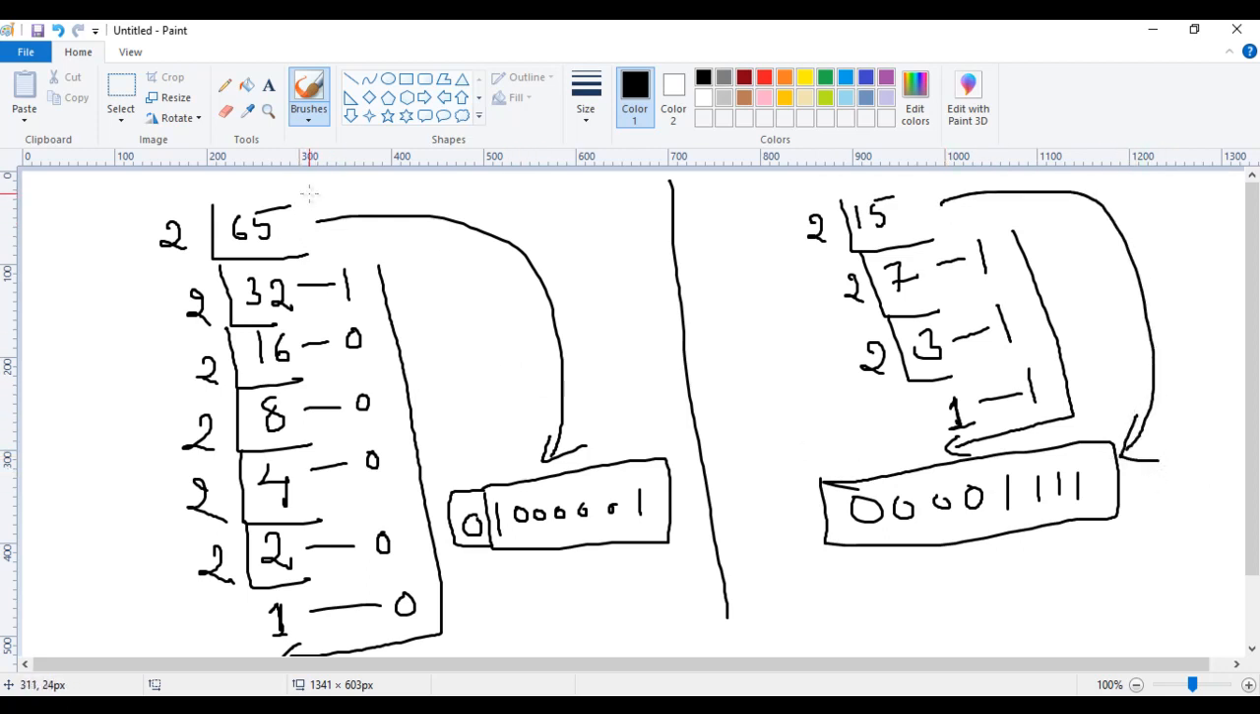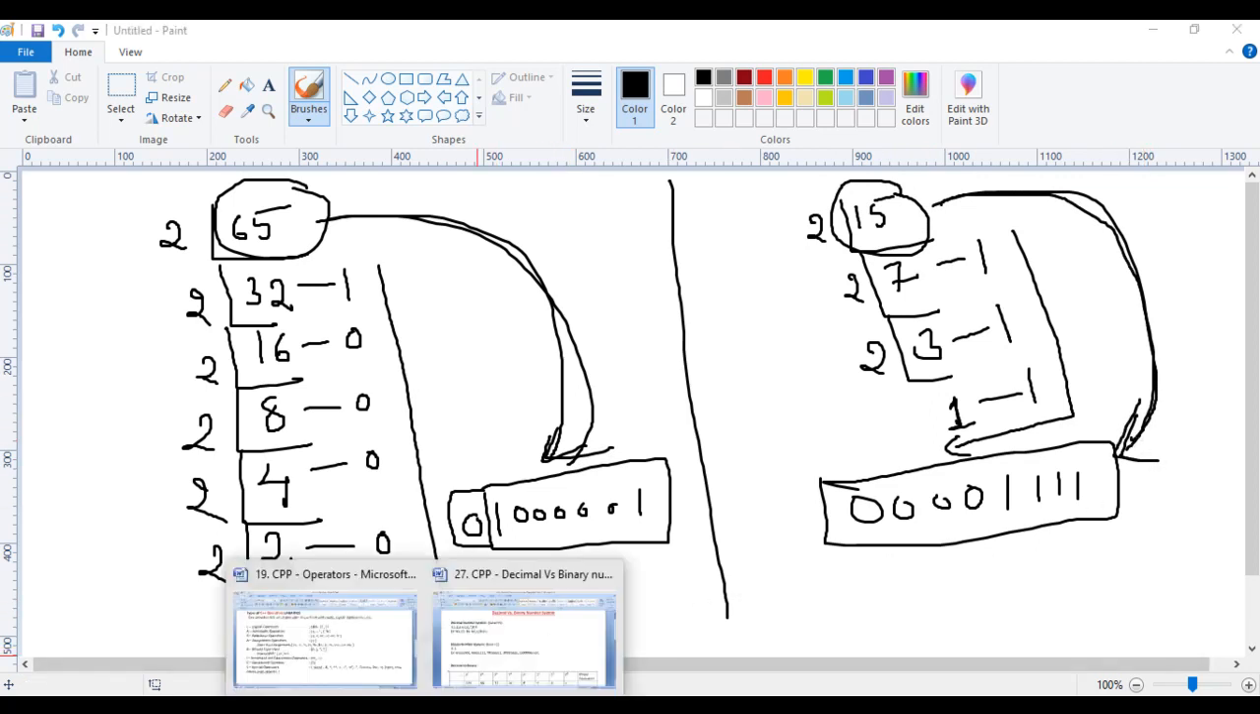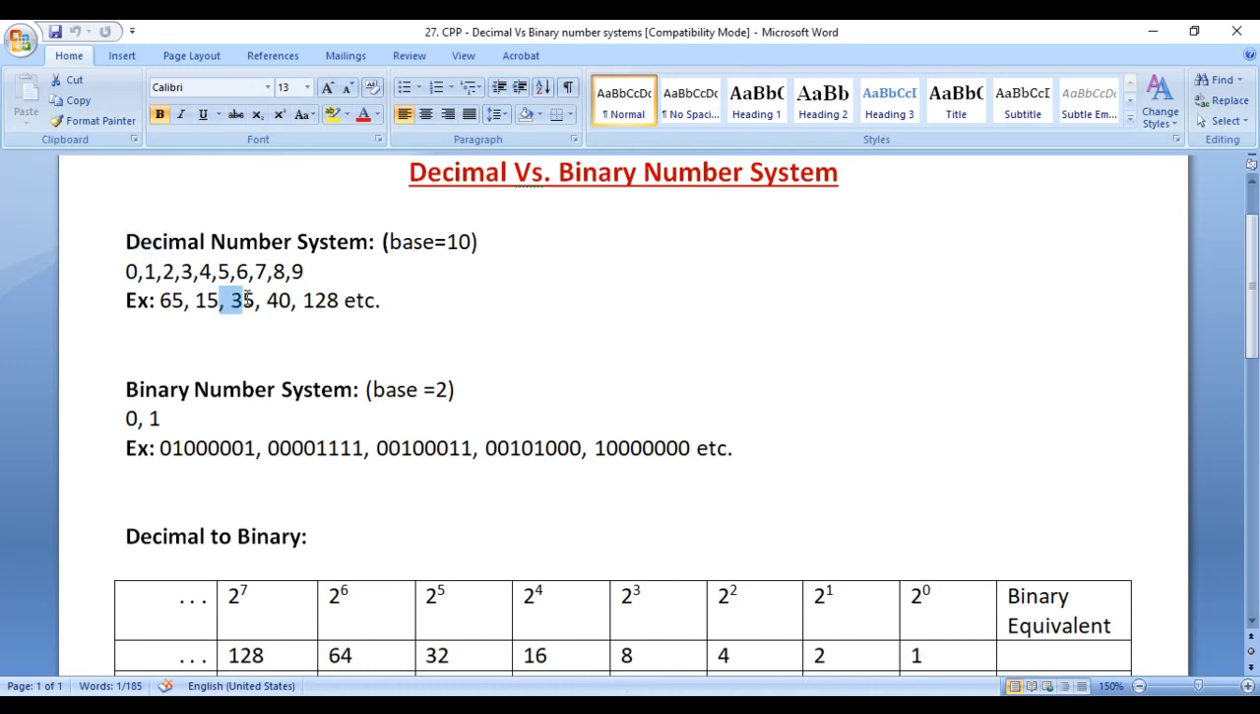This is how we convert any decimal number to binary equivalent number, guys. I suggest you to try converting 35 to binary equivalent number, try converting 40 to binary equivalent number, etc., guys.